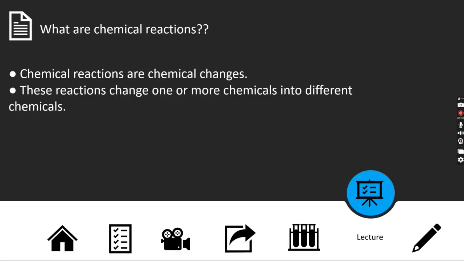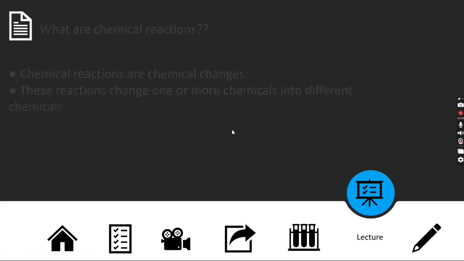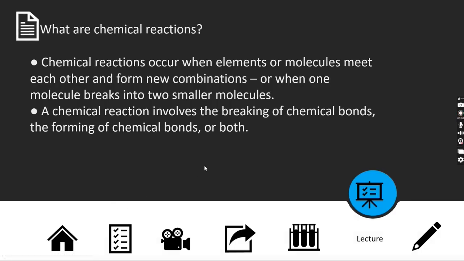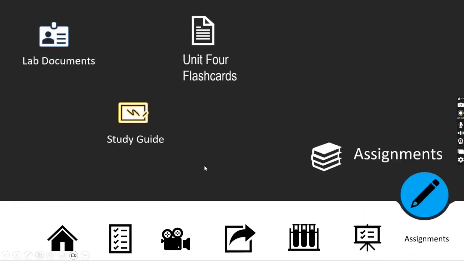Now, some reactions are reversible. You've learned that in chemistry if you took chemistry, but we're not worrying about that here. So, chemical reactions cause chemical changes, meaning that you've made a change and it's something completely different now. They occur when elements meet and when you have the breaking and forming of chemical bonds, which again involves the movement of electrons. And that's it for Unit 4.